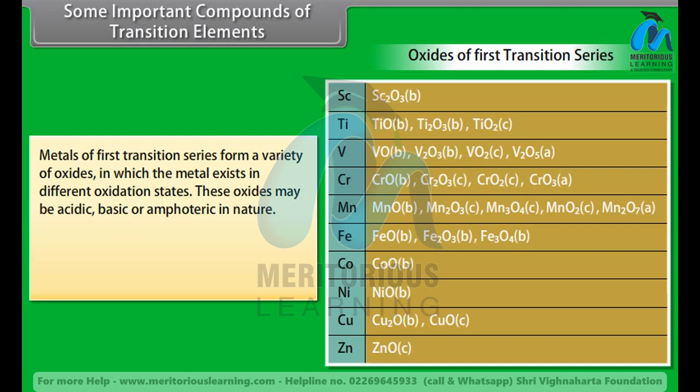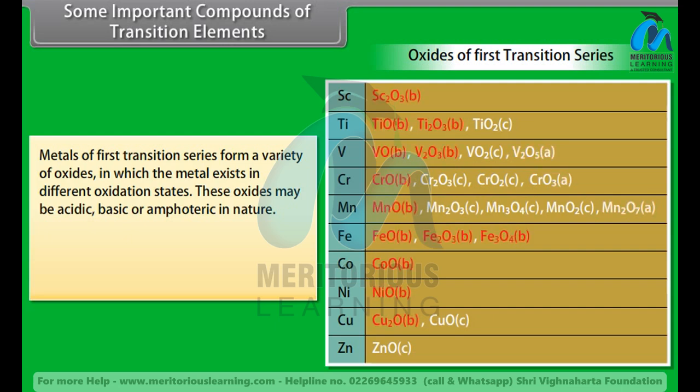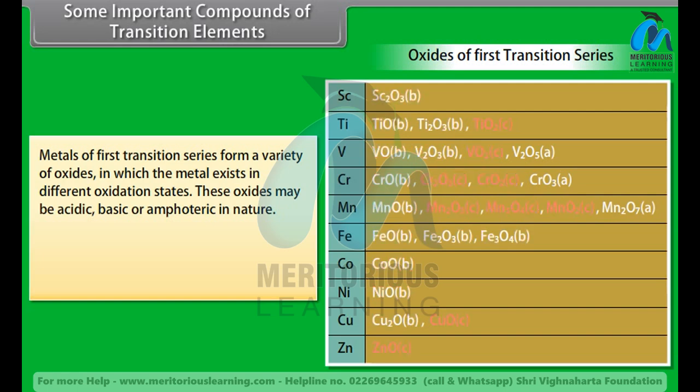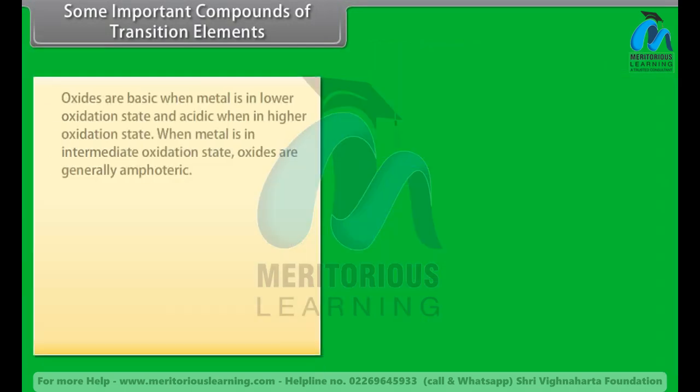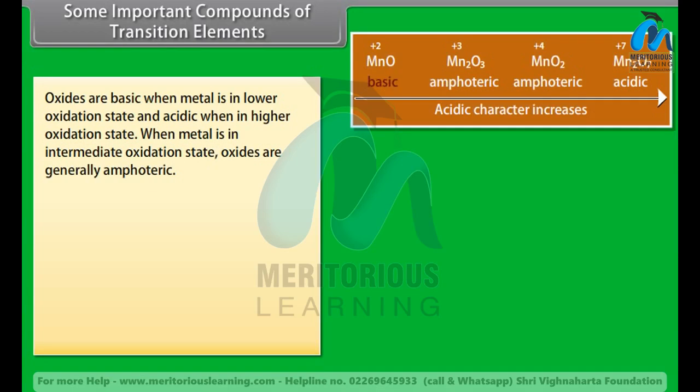Stable oxides have been shown in bold type. A indicate acidic, B indicate basic, and C indicate amphoteric nature of the oxide. These oxides are generally formed by heating the transition metal with oxygen at high temperature. Oxides are basic when metal is in lower oxidation state and acidic when in higher oxidation state. When metal is in intermediate oxidation state, oxides are generally amphoteric.